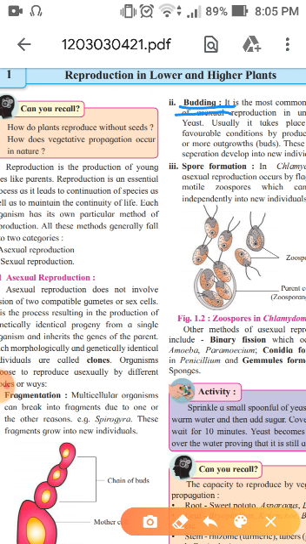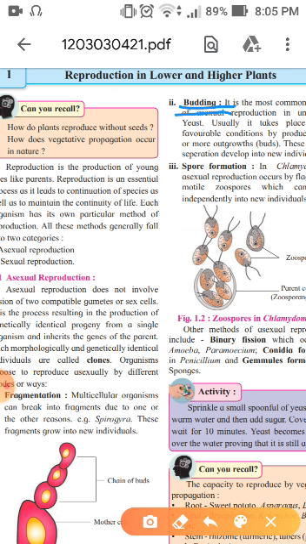For example, yeast reproduction usually takes place in favorable conditions, as we can say, in lukewarm water, by producing a bud or outgrowth. This separation develops into the new individual. I will give more explanation in the body.